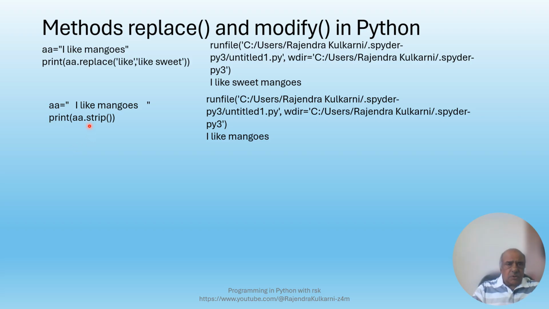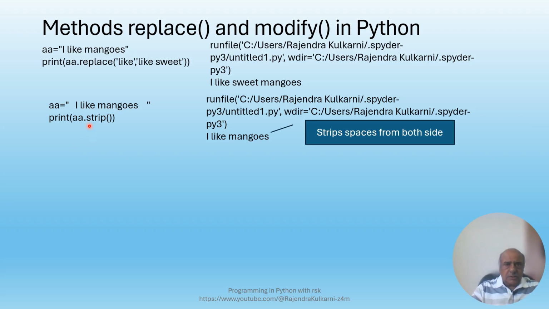Then strip causes spaces from both sides to be stripped. Here I have intentionally given 2 spaces at the beginning, then I like mangoes, and at the end. So this string has got 2 spaces. When a.strip is executed, all those spaces are removed.